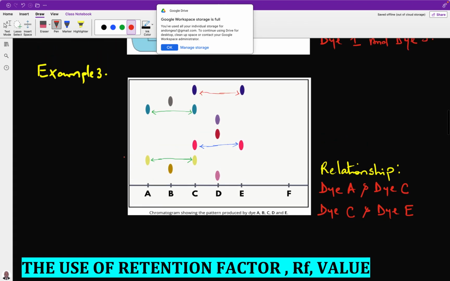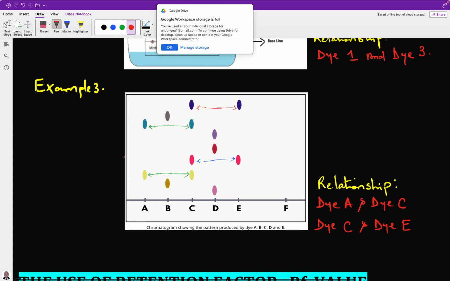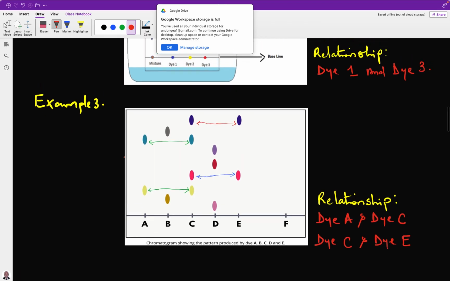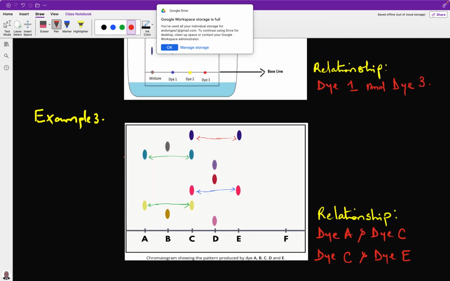When you are given a question, learners, you should study the question. You should study the diagram. What is in the diagram? Try to draw the relationship in the diagram before answering your paper. Take the paper, try to see the distance traveled by the different components, then try to see the relationship between the different dyes, and try to draw out your conclusion. Then you start answering your question.